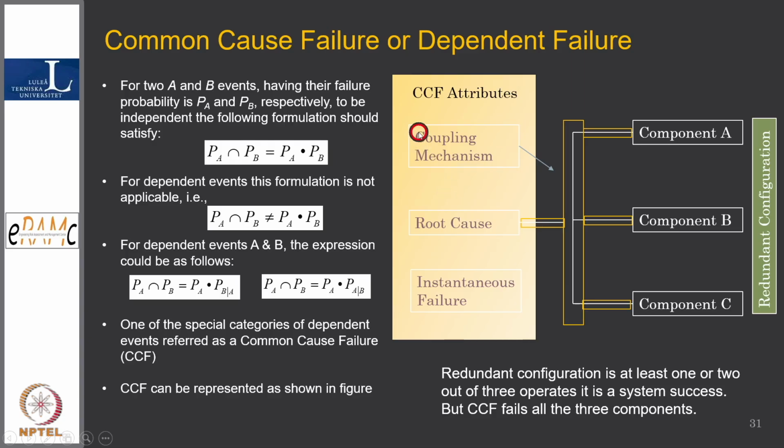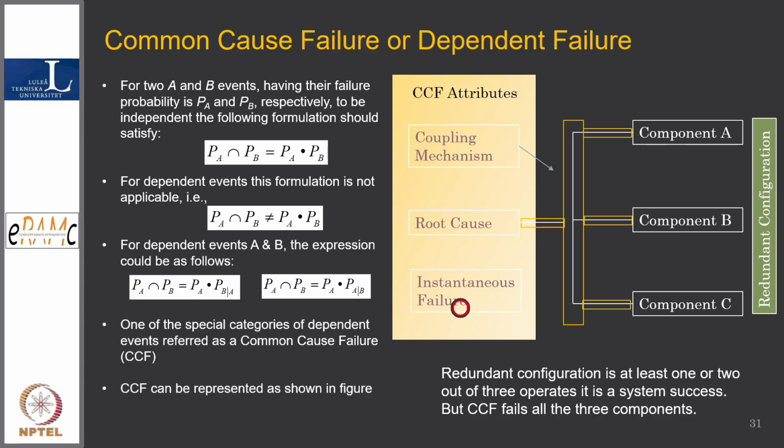The common cause could be anything. Okay. So, what are the attributes? Coupling mechanism. There should be some coupling mechanism. This coupling mechanism could be an increase in humidity, or flood water that has come to that level and has failed all the breakers. It could be that the same contaminated oil was added to all the three. That is the root cause. Root cause is contaminated oil, or flooding level, or seismic level. So, it is an instantaneous failure. Common cause failure is characterized when all the redundant components get knocked off.